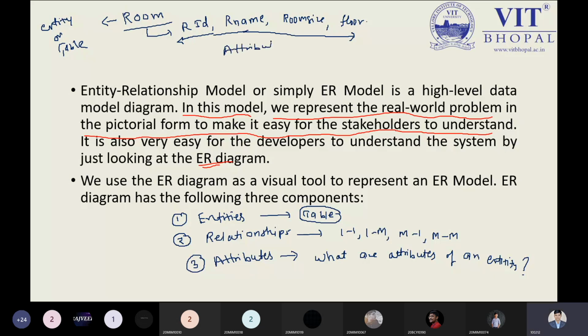Okay. So far any doubt? Just tell me right now. So far any doubt? What can an ER diagram have? These are the three important components we have to keep in mind.